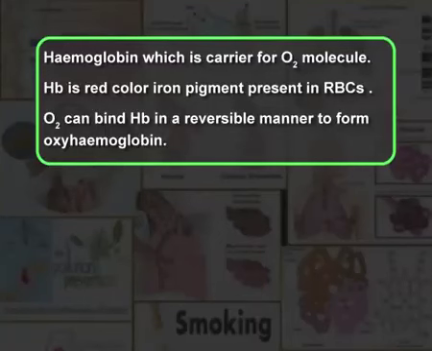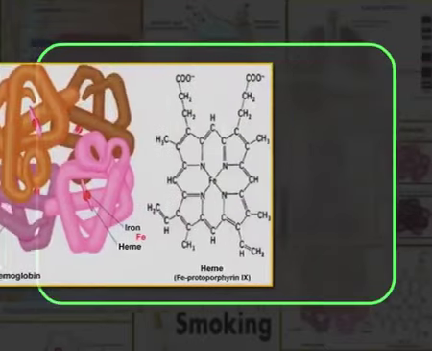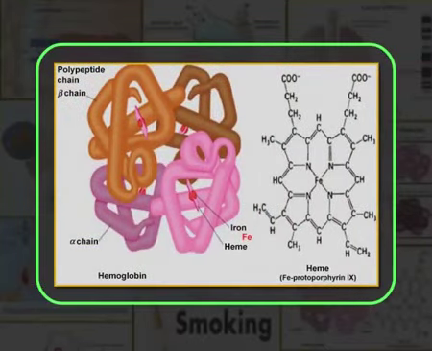Now, first we will discuss the mechanism of transport of oxygen, but before that I will explain hemoglobin, which is the carrier for the oxygen molecule. Hemoglobin is a red colored iron pigment present in the red blood cells. Oxygen can bind hemoglobin in a reversible manner to form oxyhemoglobin. So, this is the structure of hemoglobin.